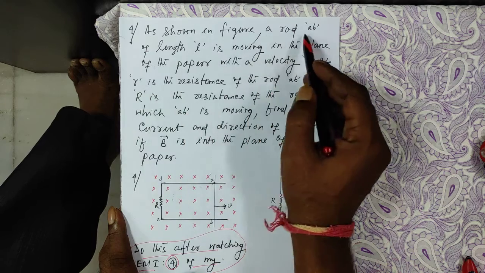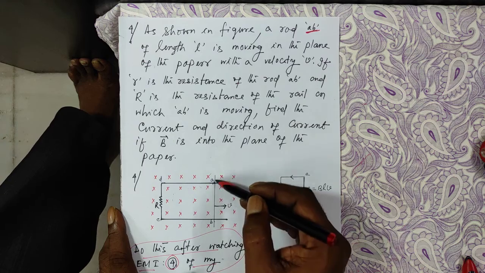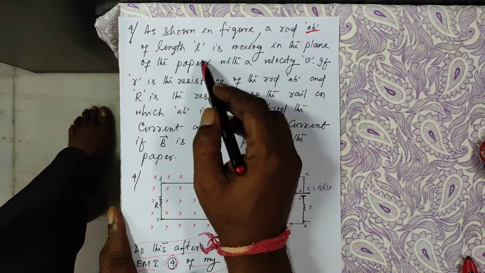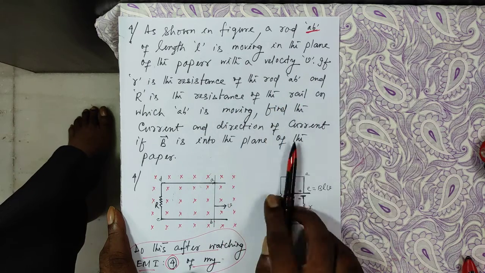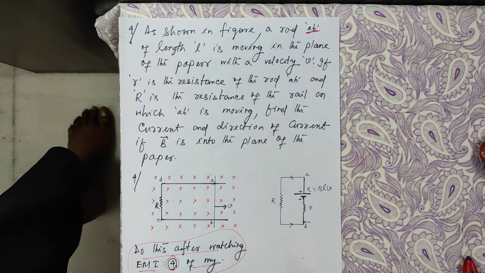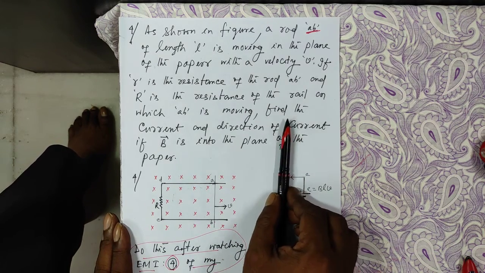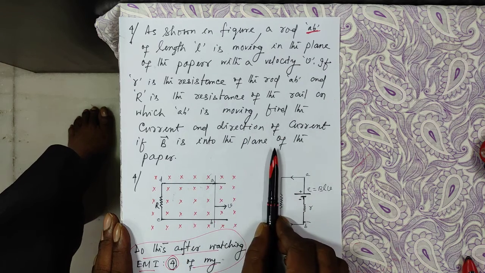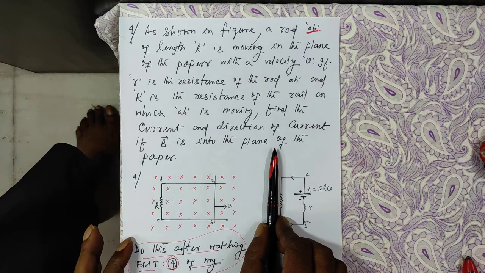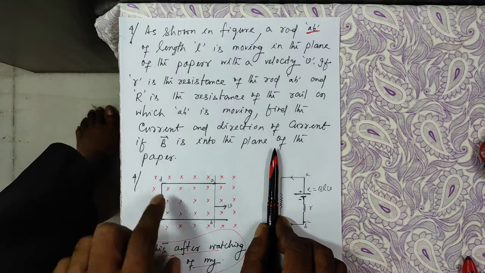As shown in the figure, a rod AB, this is the rod AB, from here to here, shown in black, in the plane of the paper. Its length is L, and it is moving in the plane of the paper, in this case towards this side. In my video, I had explained this rod AB moving to the left hand side. Now it is moving to this side. In the video, the length was L. Here also the length is L. In the video, the magnetic field was into the plane. Here also the magnetic field lines are into the plane of the paper.